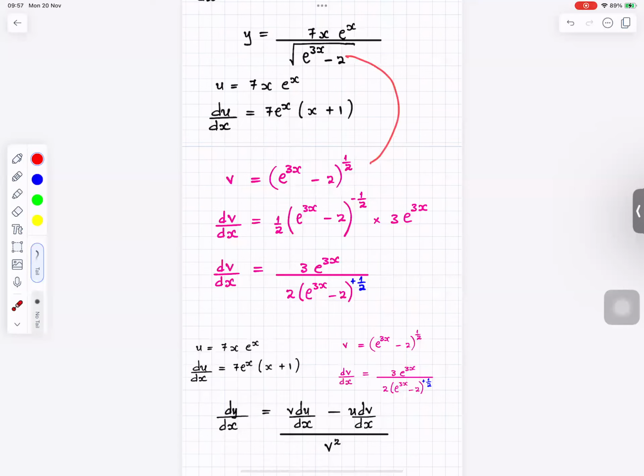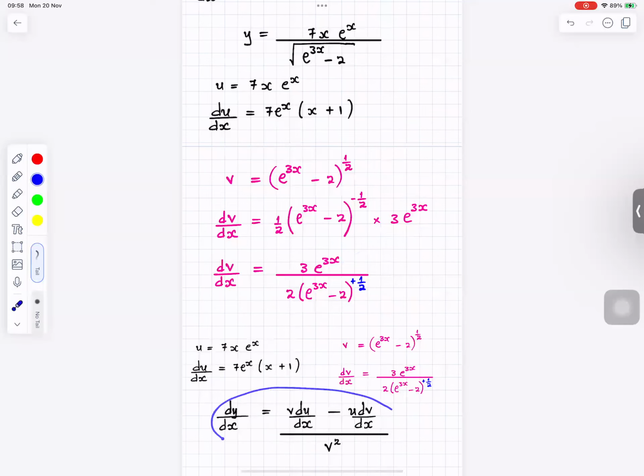Now let's do the denominator. It's a different one, e to the 3x minus 2 to the power half. We want to find dv over dx. So we put half in front. Minus 1, half minus 1 gives you minus a half. Differentiate e to the 3x, you get 3e to the 3x. Differentiate the 3x, you get 3. And that 3 goes there. And then e to the 3x stays the same. Differentiate minus 2, you get 0. Put it together. Because minus a half, it comes to the denominator, it becomes to the power plus half. So it's 3e to the 3x divided by 2 (e to the 3x minus 2) to the power half.